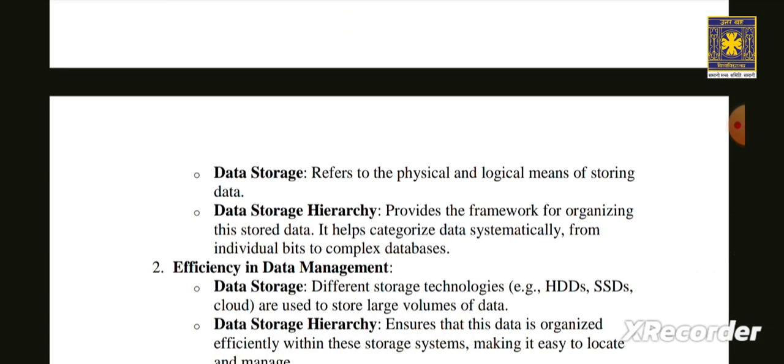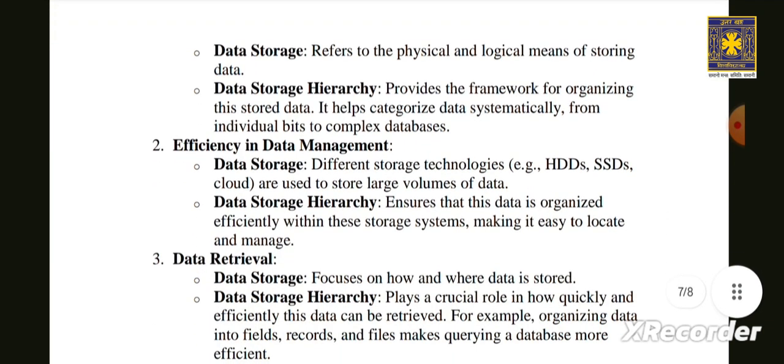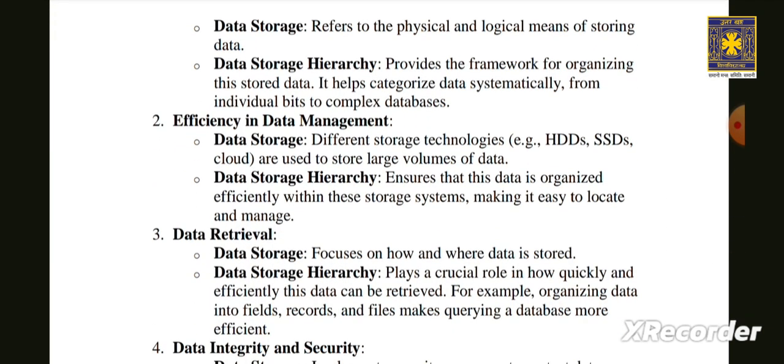The structured approach is not just about organization, it also enhances efficiency in data management. Different storage technologies are used to handle large volumes of data. So the data storage hierarchy ensures that within this storage system, whether it is a hard drive or cloud storage, data is organized efficiently. This makes it easy to find and manage.